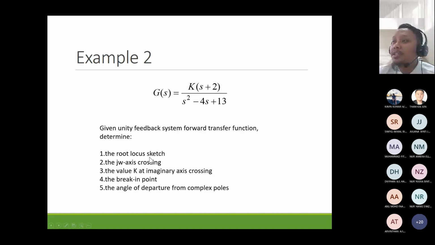So the question asks you to sketch the root locus, find the j omega axis crossing, value of K at imaginary axis crossing, breaking point, and angle of departure from complex poles. Okay, so let's look at how to do this. Firstly, you can determine the poles and zero. The poles are simply found by taking the denominator, making it equal 0, and finding the value of s. You can use a calculator to determine the value of s.